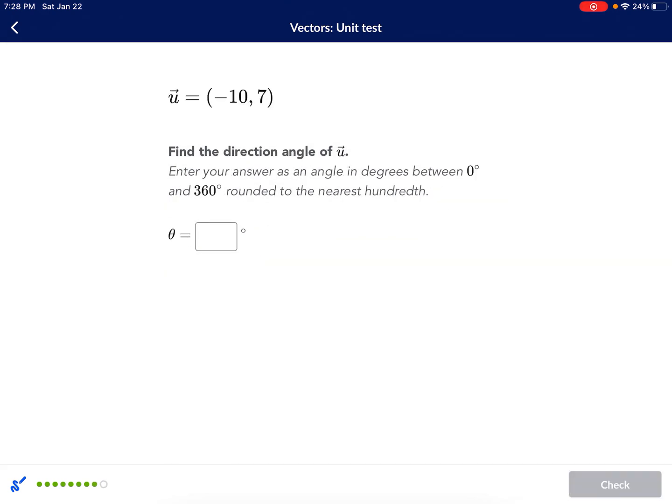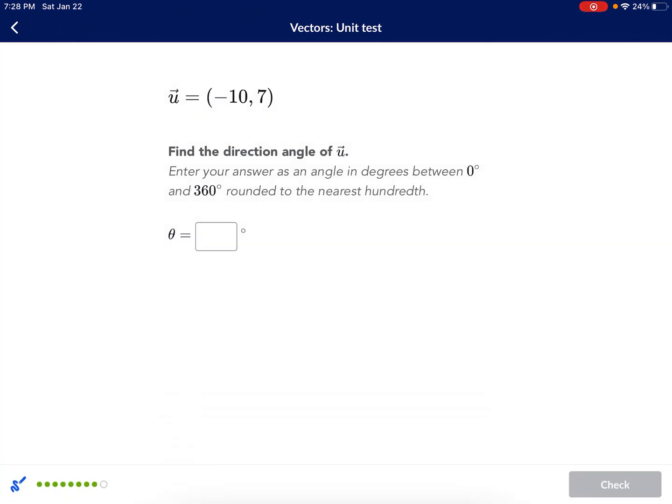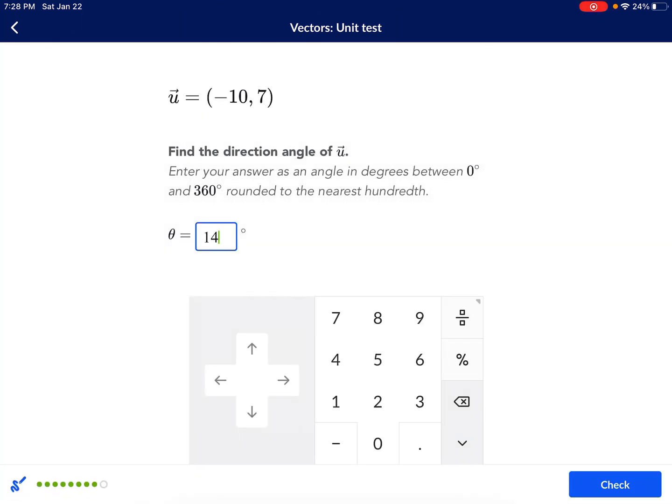And last question. Take the inverse tangent of the y component. I'll make it negative because the x is negative. Y component over the x component. So the inverse tangent of negative 7/10 is approximately negative 34.99200202. And since the x component is negative and the y component is positive, this is in the second quadrant, so I will need to add 180. And I get 145.01.